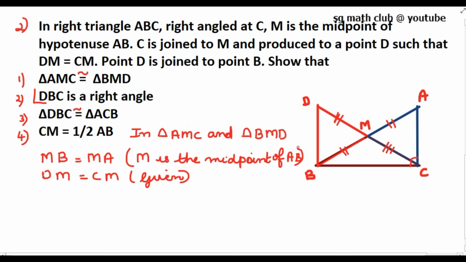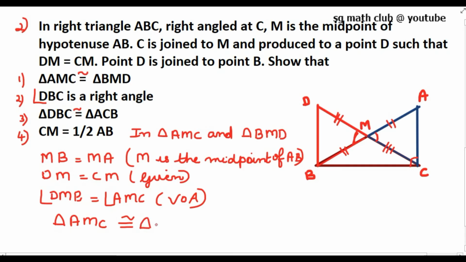Already we got two parameters from those triangles. Now if we get one more parameter, easily we can prove those two triangles are congruent by any of the congruence rules. So I can easily say that these two angles are equal because they are vertically opposite angles. Angle DMB equal to angle AMC because they are vertically opposite angles. So this angle is between the two sides. So I can say that triangle AMC is congruent to triangle BMD by SAS congruence rule.